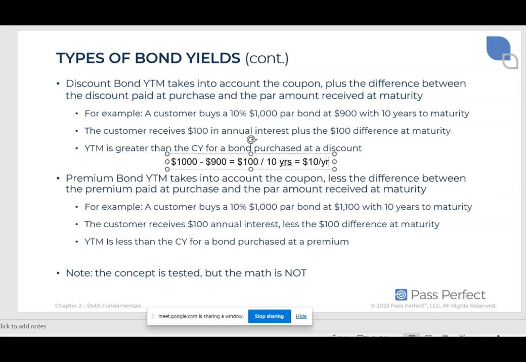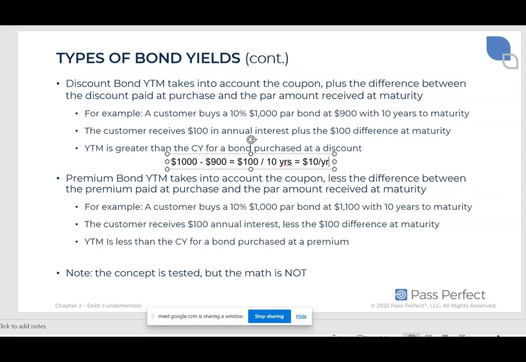So the total benefit for this bondholder, they get the 10% interest rate, which of course is $100 a year, plus annual accretion. The word is accretion, by the way. So it accretes at the rate of $10 a year. So the total annual benefit is $110 a year. So if we need to figure out the yield to maturity, there is a formula for it, and this is the basis of the formula.